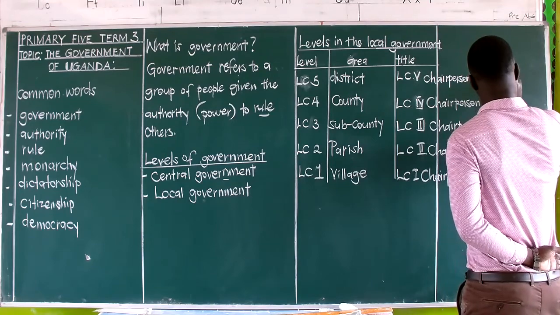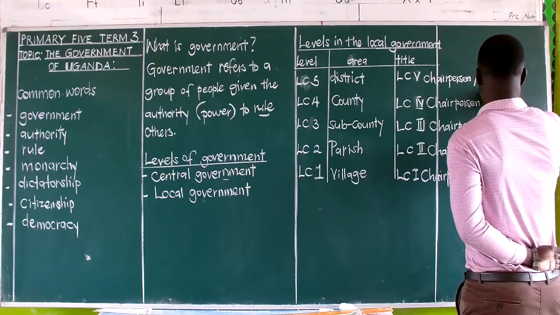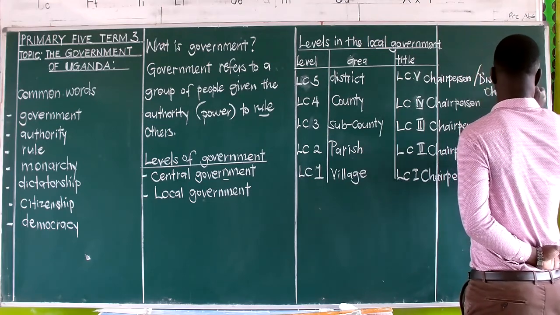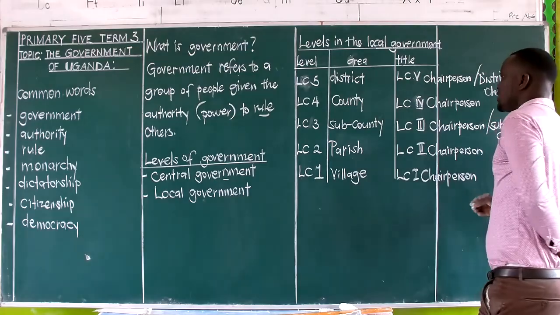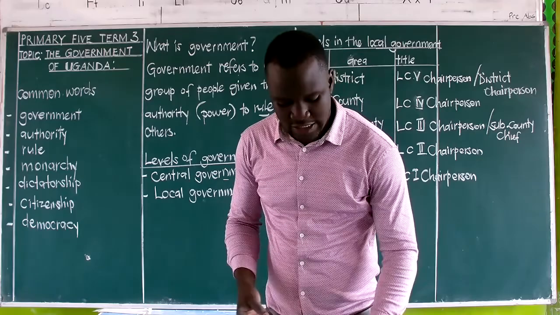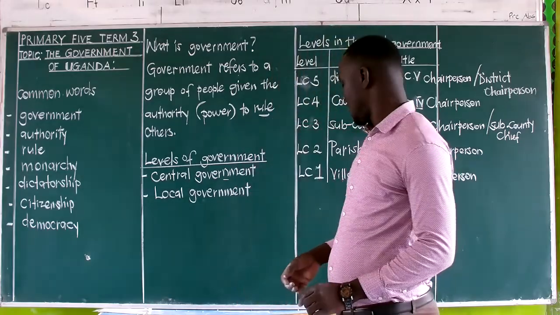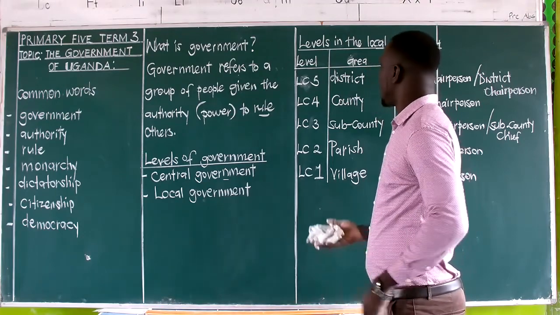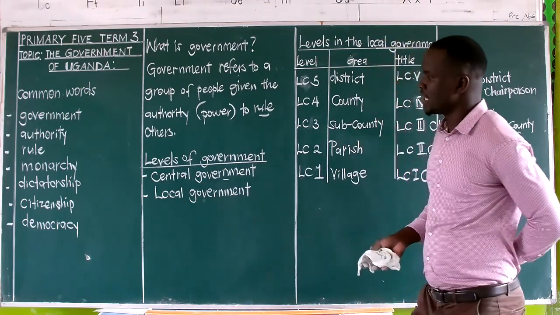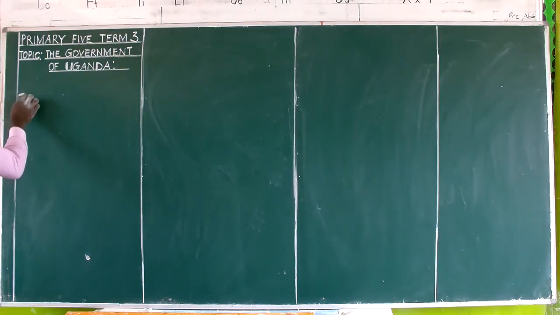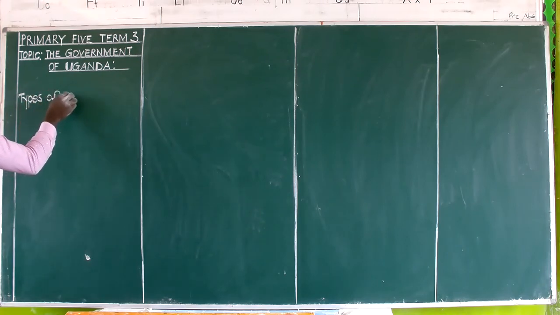I want you to be aware of this also: district chairperson, that is the local council 5 chairperson. All these people are political leaders, which means they are voted into power by the people. So these are the levels under that local government, of government, types of government.